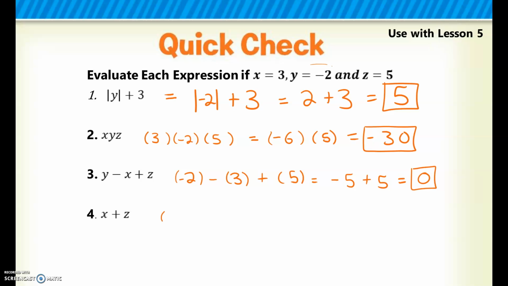Number 4 is just x plus z. So x plus z. X is 3. Z is 5. And then we're just going to add those up to get +8. So there's all your quick check answers. All right. That is kind of the main thing we're going to do in this video. Next, you're going to be doing some review activities.